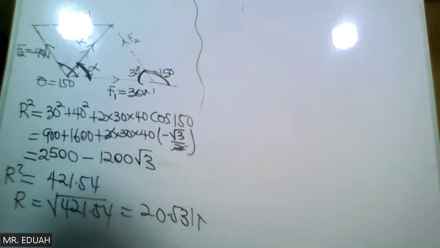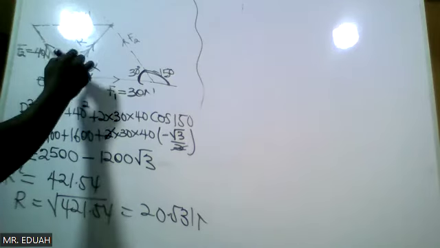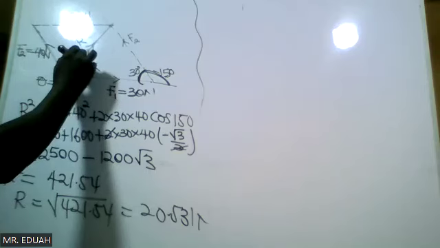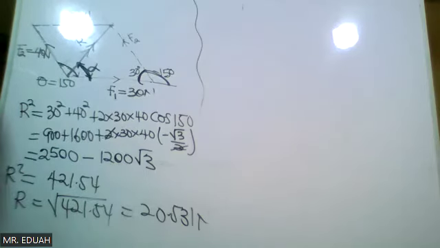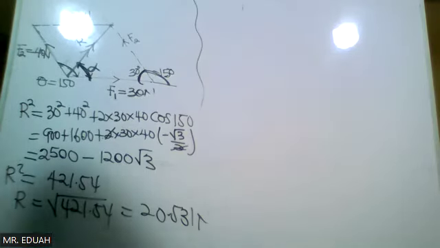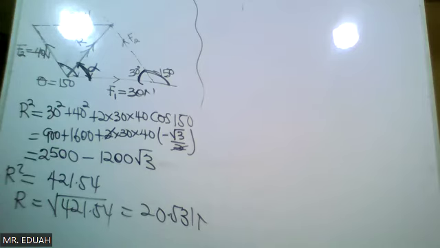Less than. This alpha is the direction of the resultant. My question is, will it be greater or less than 150? Because the 150 is the angle between the forces, it must be less.